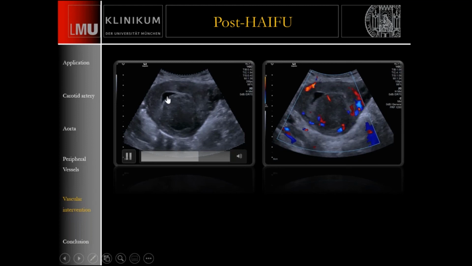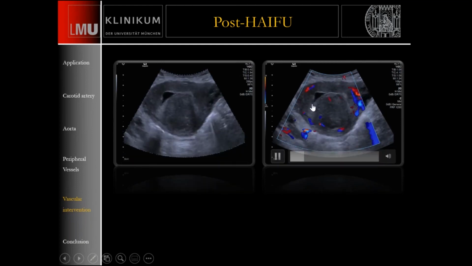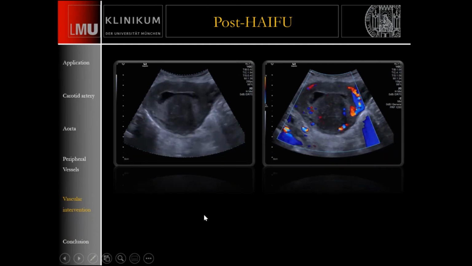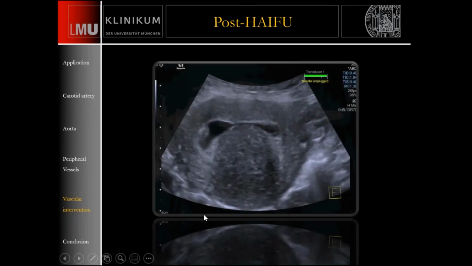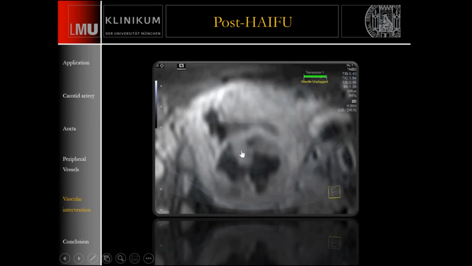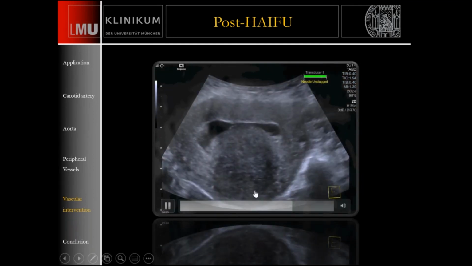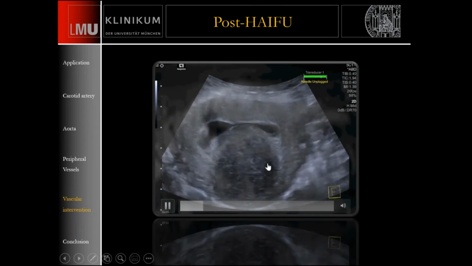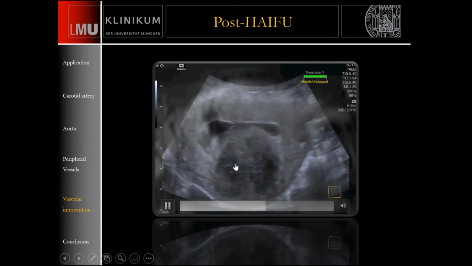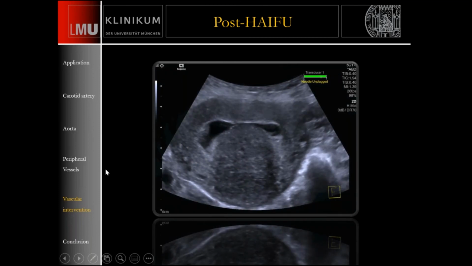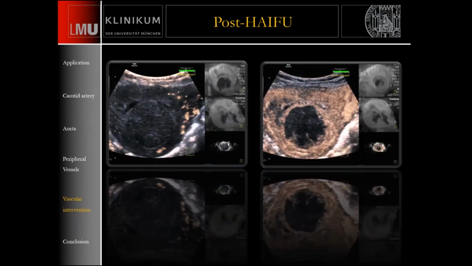So you see some liquid here, but in the color Doppler, it looks very similar to what we've seen in the previous examination. Also, you see this matches pretty good, but you see in the enhanced MRI that there are areas where we show less contrast uptake of the myoma. Will this also fit with our contrast examination?